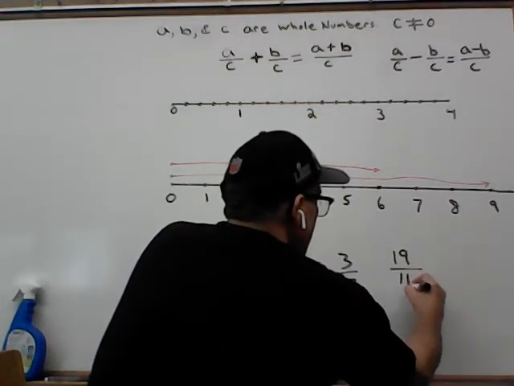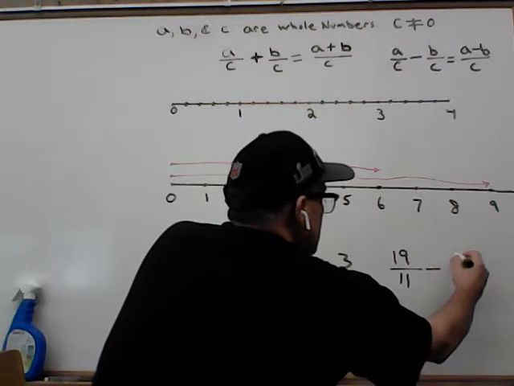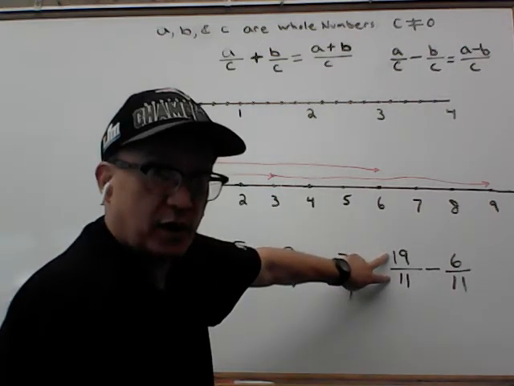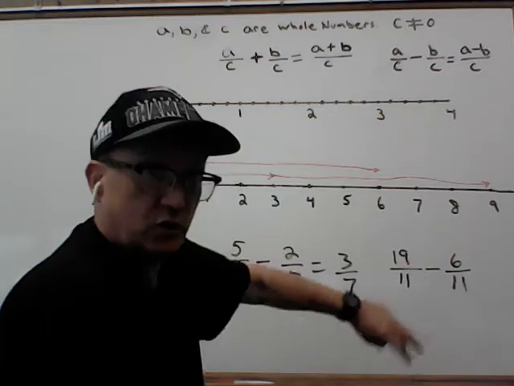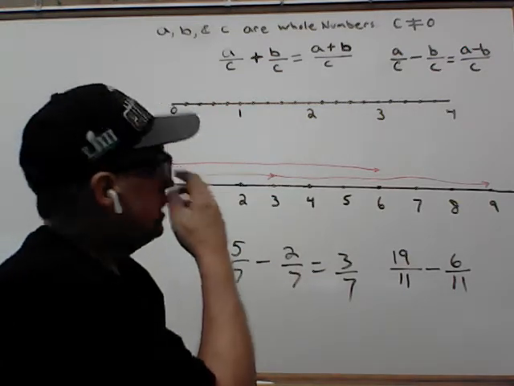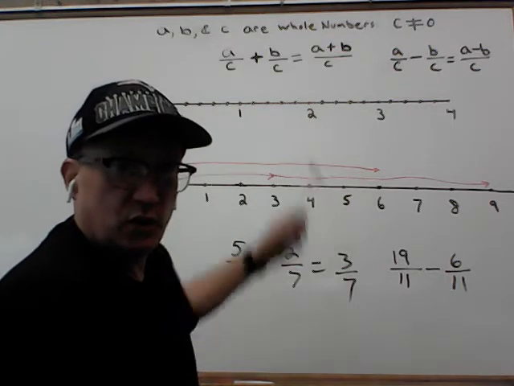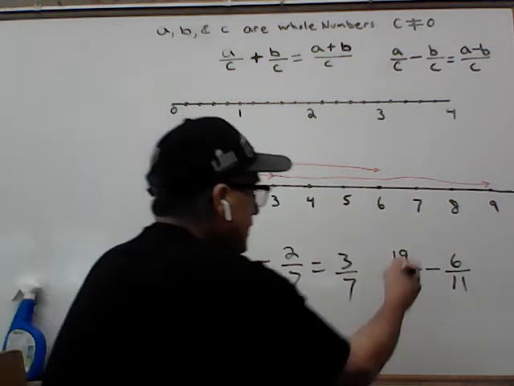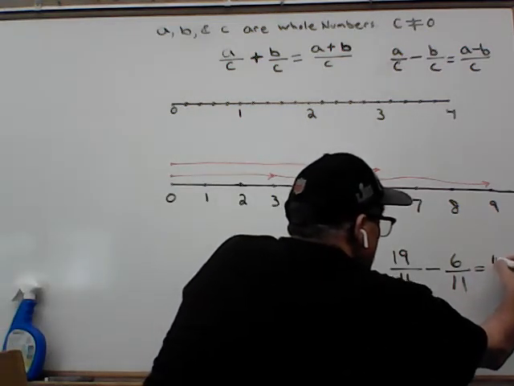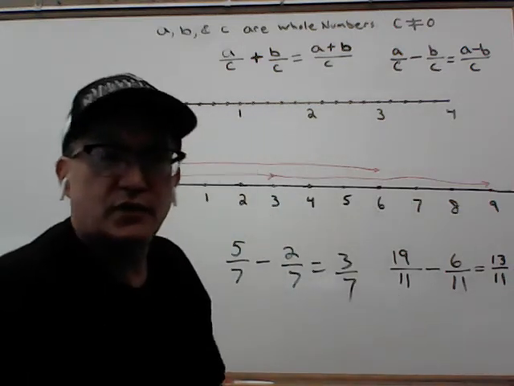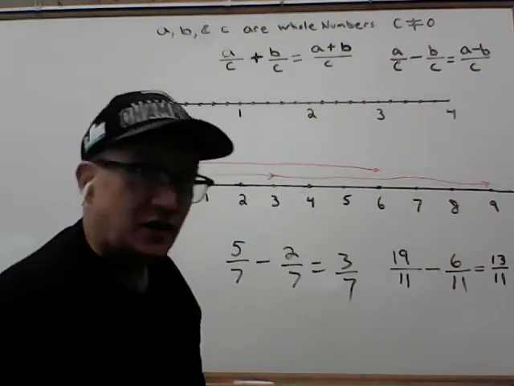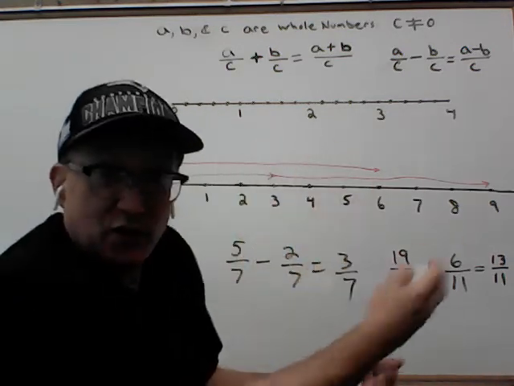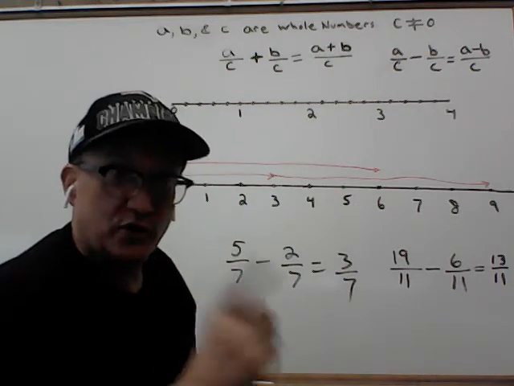19 elevenths minus 6 elevenths. It works just as well with improper fractions, by the way, ladies and gentlemen. There's no distinction in these formulas. The A could be bigger than the C, or the B bigger than the C. In other words, either one or both could be improper. 19 elevenths minus 6 elevenths is 13 elevenths. Notice the denominator stays the same and you simply subtract the numerators. Same for addition, except you add the numerators. Very simple. Never add or subtract the denominators.